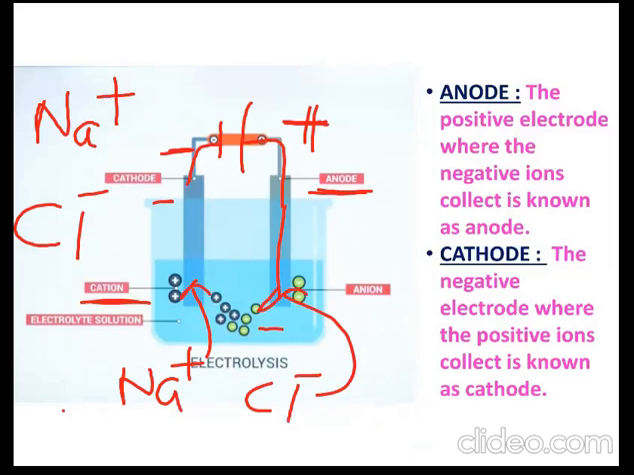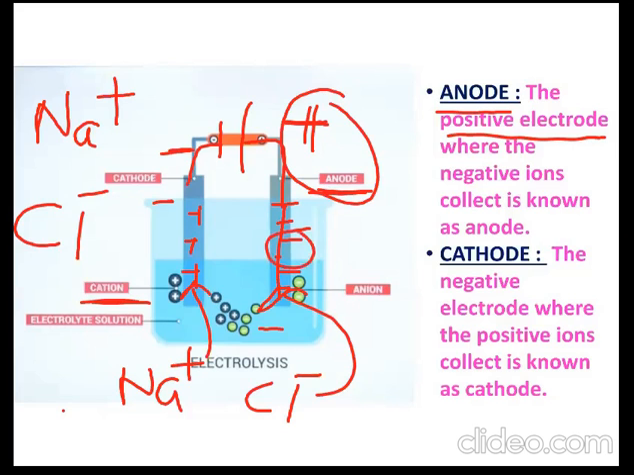As they move towards them, they will be collected. Many Cl minus ions will collect here, and on this plate a number of Na plus ions will be collected, right? Now here is your definition for anode. Anode is a positive electrode because the positive of the battery is connected, and what gets collected on it? Cl minus, the negative ion. Where the negative ion gets collected is called anode. Similarly, cathode is this side.